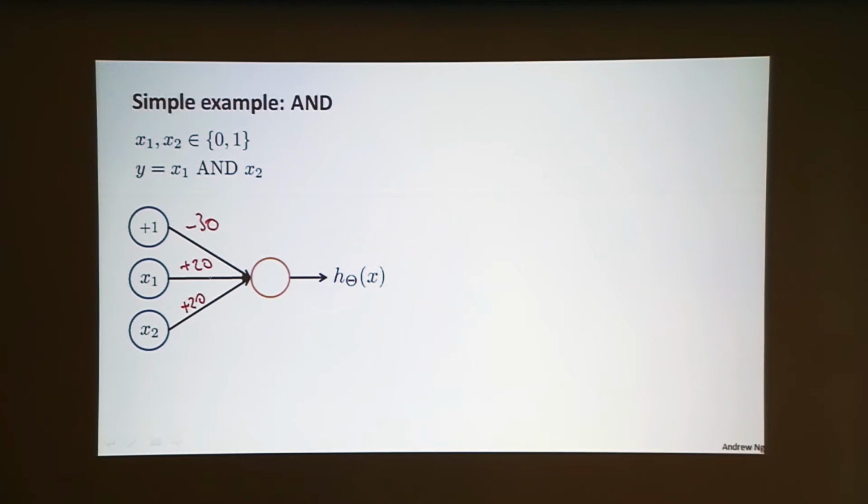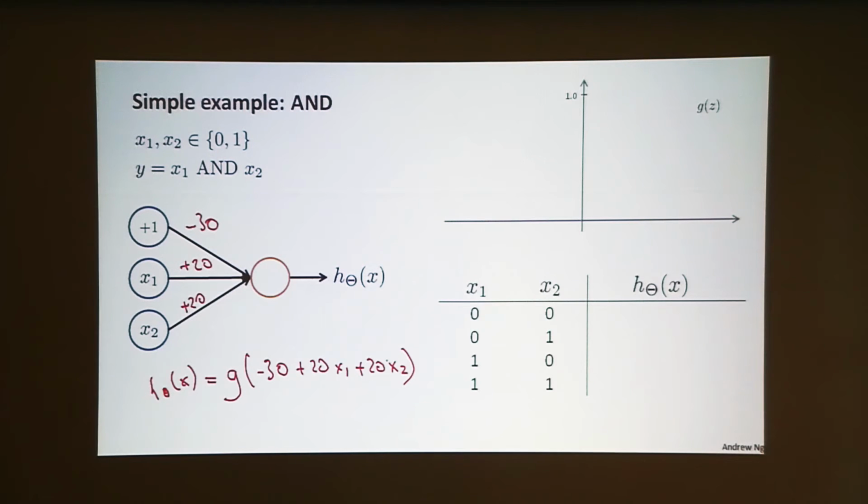Okay? So now my single neuron neural network is going to compute h of x equals sigmoid function times negative 30 times 1 plus 20x1 plus 20x2. And so, just as a reminder, the sigmoid function looks like this, if it's z on the horizontal axis. So if the input is 0, 0, then we end up computing g of negative 30, and so negative 30 is out here, which is very close to 0.